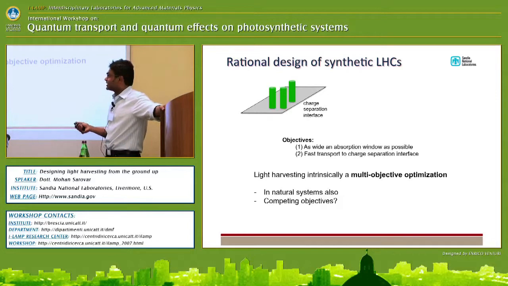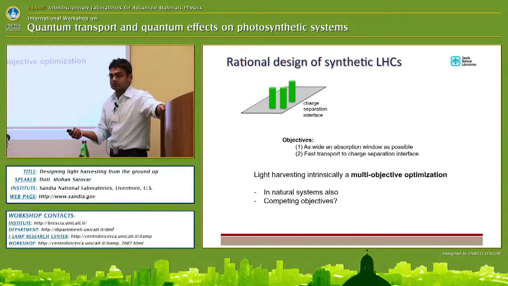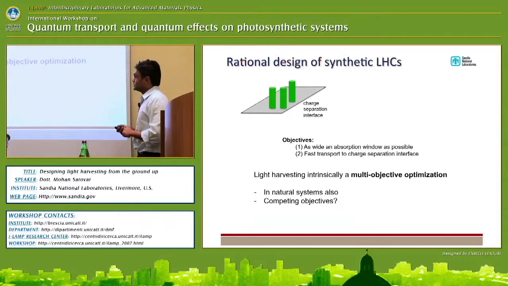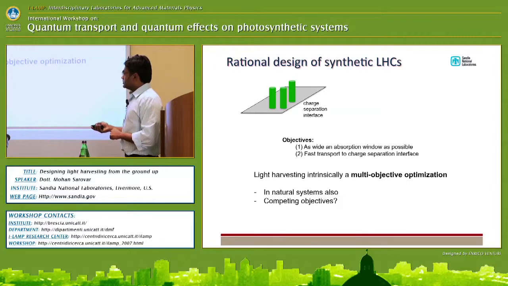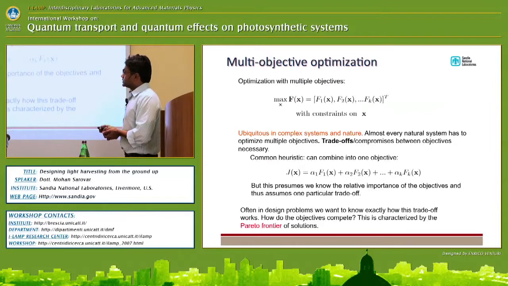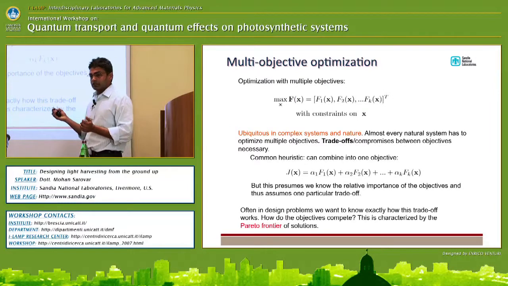So I'm going to focus on artificial systems where we know what we must optimize for, which is both bandwidth of collection and also fast transport to the interface. And the key question is whether you have competing objectives here. Can you do both of these, and can you do both of them well? And so we frame this as a multi-objective optimization.